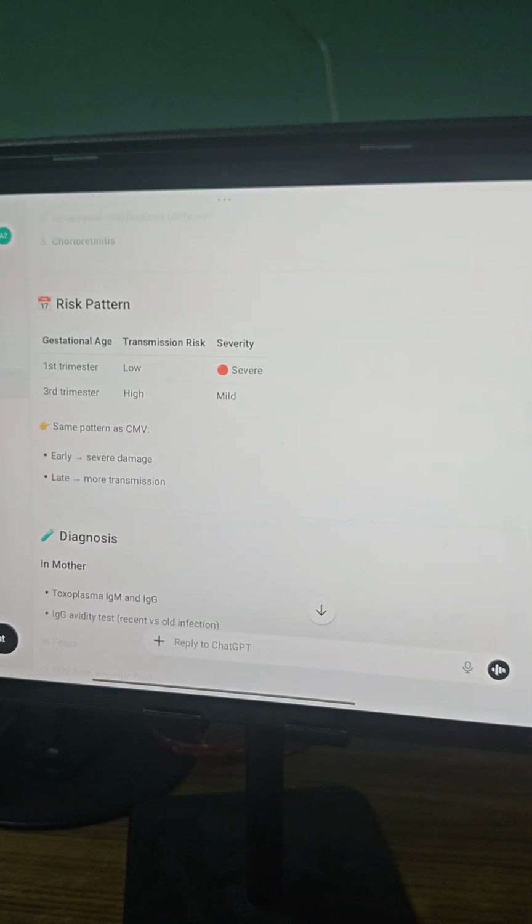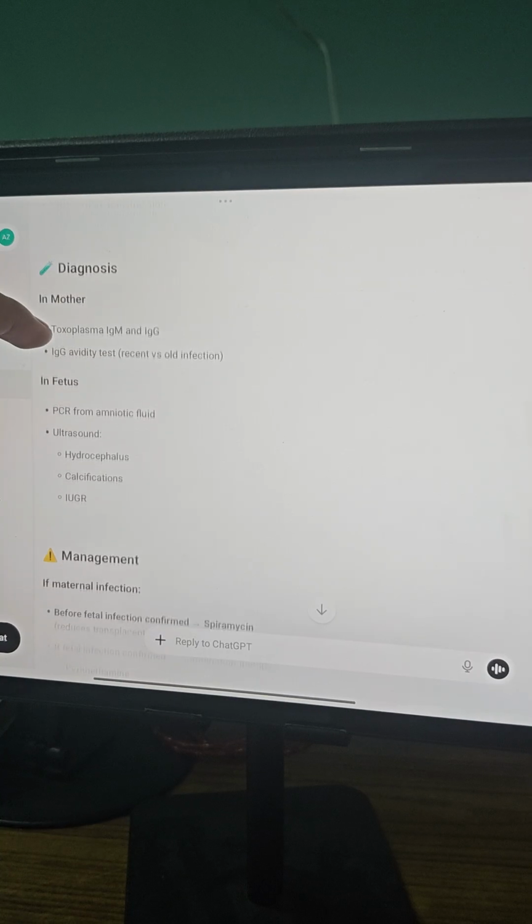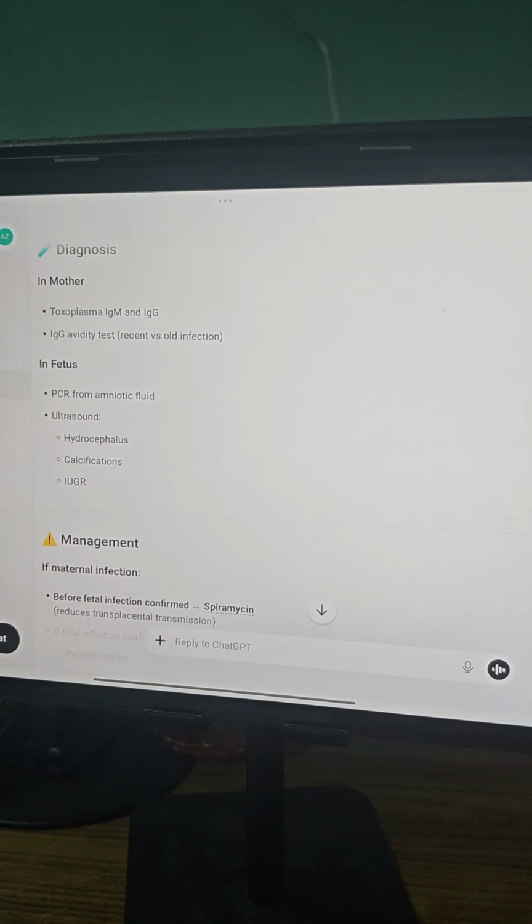So the risk pattern, similar to the other two conditions: first trimester carries low transmission risk, where severity is more if infection occurs in the first trimester, meaning early infection causes more damage. And in the third trimester, transmission is high, but the severity is mild. So for diagnosis, we can do Toxoplasma IgM and IgG in the mother, and if IgG is present, we can further evaluate it with an avidity test. Low avidity means high risk of transmission, and high avidity means low risk of transmission. Then in the fetus, PCR from amniotic fluid can be done. Ultrasound may show hydrocephalus, calcifications, and IUGR.